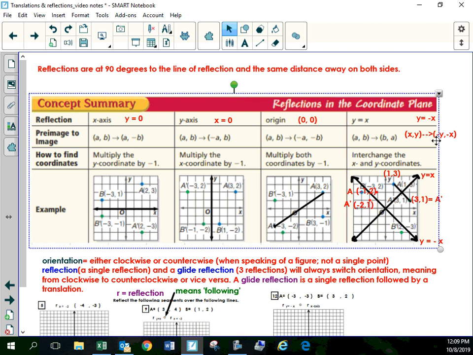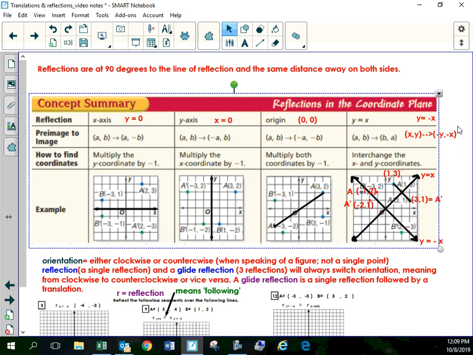Well, what happened? Not only did the x and y switch, but they also took the opposite signs of each. So your (x, y) became (negative y, negative x). Sometimes some people have difficulty remembering that, just the negative y, negative x.